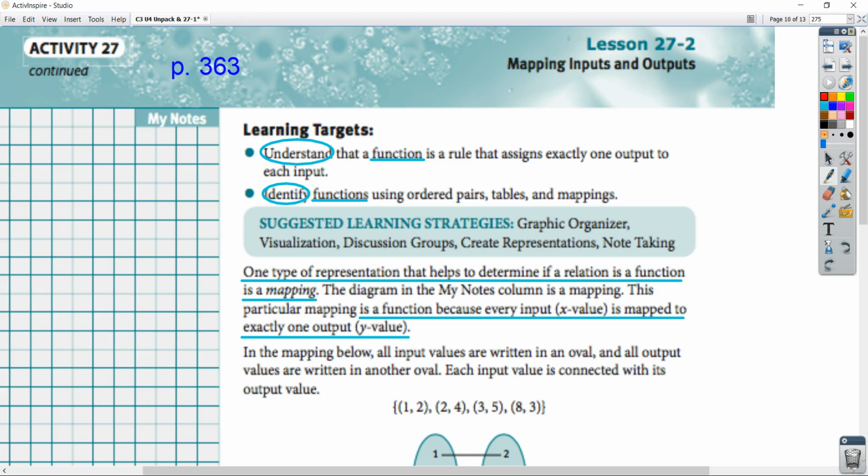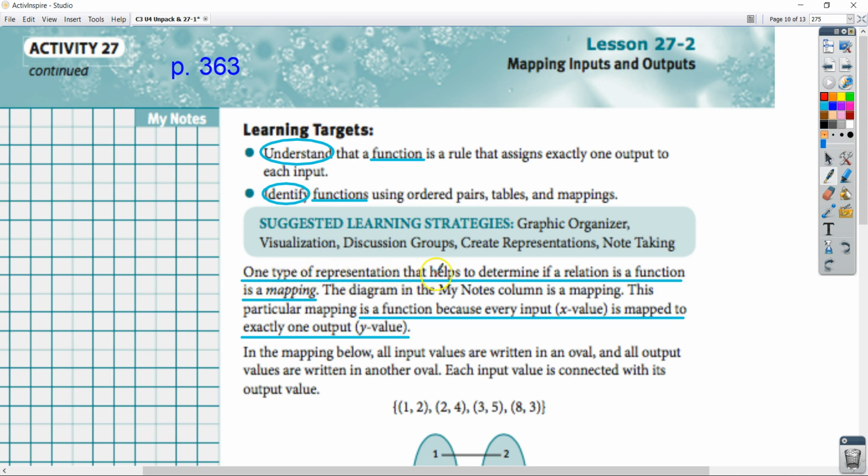Alright, so our learning targets for our next lesson, which is 27.2, Mapping Inputs and Outputs, are to understand that a function is a rule that assigns exactly one output to each input. Next, we're going to identify functions using ordered pairs, tables, and mappings. Our suggested learning strategies are graphic organizer, visualization, discussion groups, create representation, and note-taking. Okay, you can read this on your own, or you can listen to me read it.